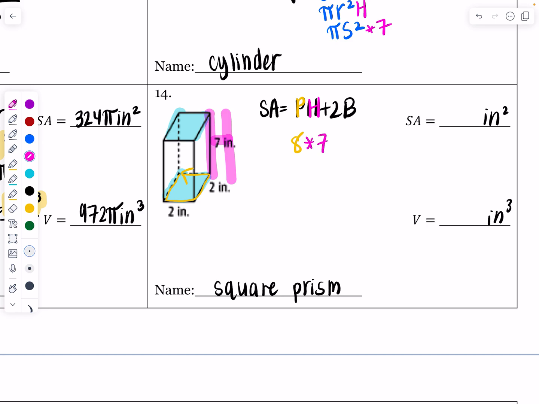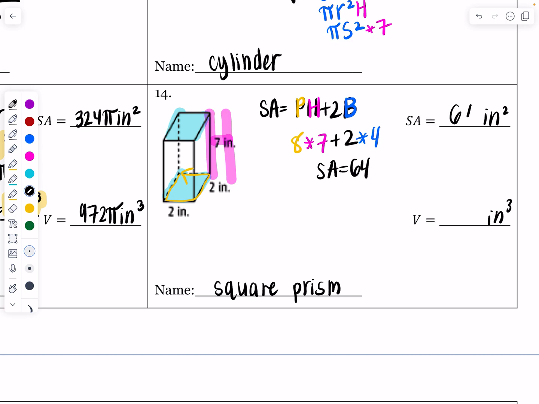It's going to be 8 times 7 plus 2 of those bases. Well, what shape is the base? It's a rectangle, or it's a square. A 2 by 2 square gives me an area of 4, so it's going to be just times 4. I don't care if you use parentheses or stars. 8 times 7 is 56, plus 2 times 4 is 8, and so that is going to give me a total surface area of 64.